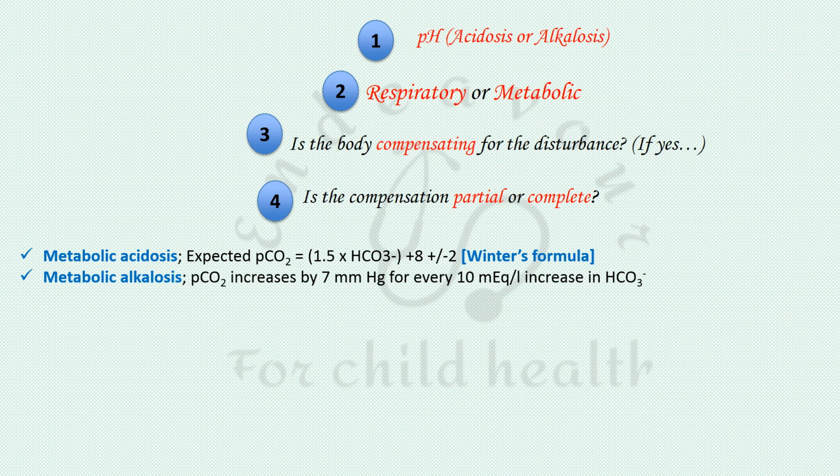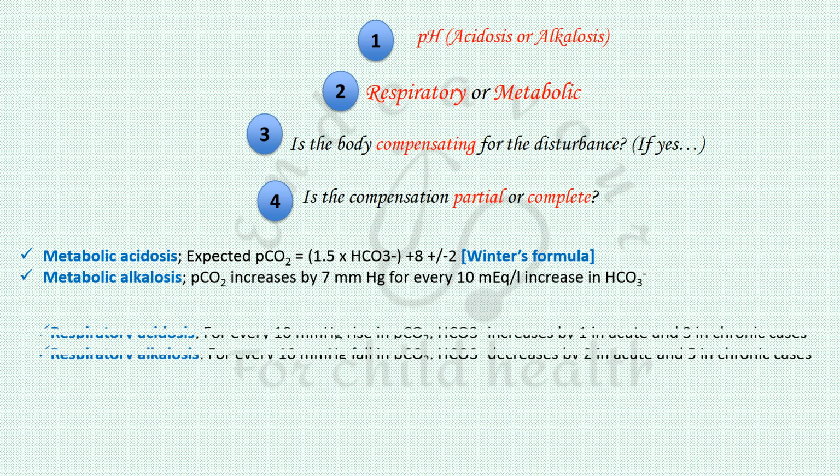In metabolic acidosis, you calculate the compensation as follows. Expected PCO2 is 1.5 into bicarbonate plus 8 plus minus 2. This is also referred to as Winter's formula and is often asked in the exam. In metabolic alkalosis, PCO2 increases by 7 millimeters mercury for every 10 milliequivalents per liter increase in bicarbonate.